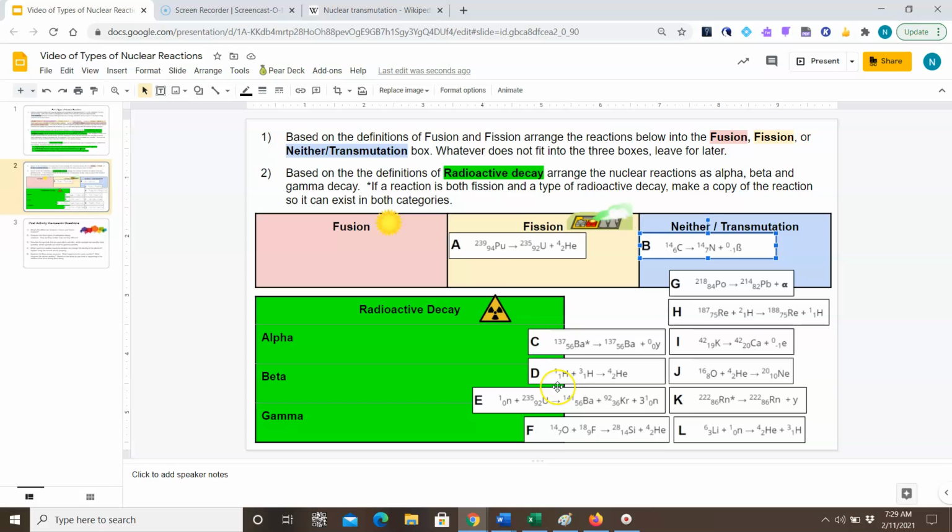So let's take a look at D now. We have hydrogen-1 and hydrogen-3, and they're combining together to make helium-4. What would that be? That's right. That's fusion. So we're going to pop that one over there.